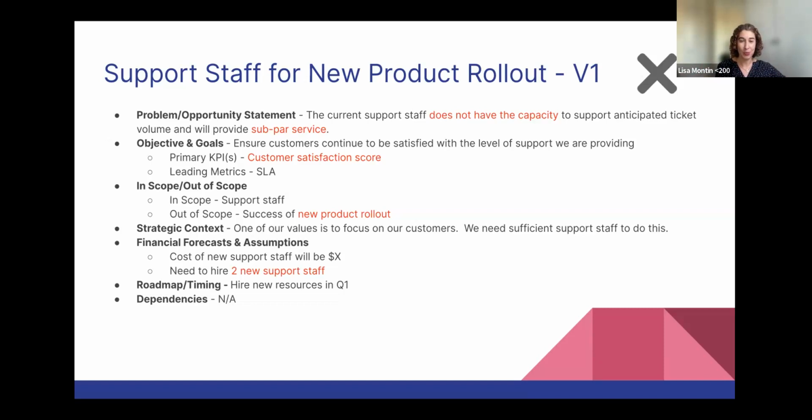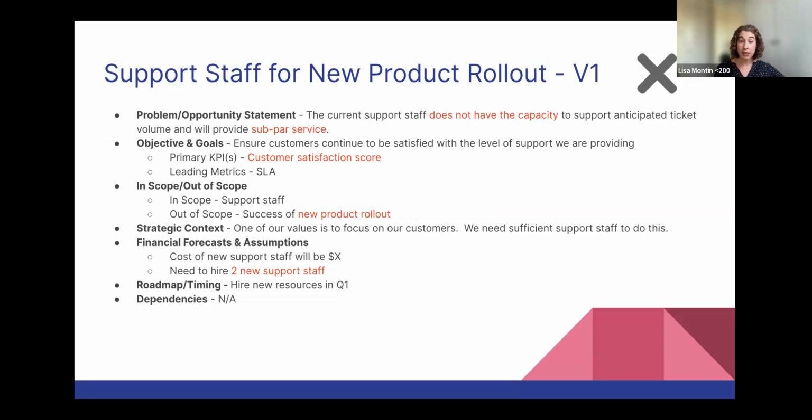Let's look at the out of scope. So out of scope is the success of the new product rollout. You're making this harder than it needs to be. There's a strategic priority that's already been agreed for this new product rollout. You should link this request to that strategic priority. And lastly, I'll note on this slide the assumptions down here about the need to hire 2 new support staff.